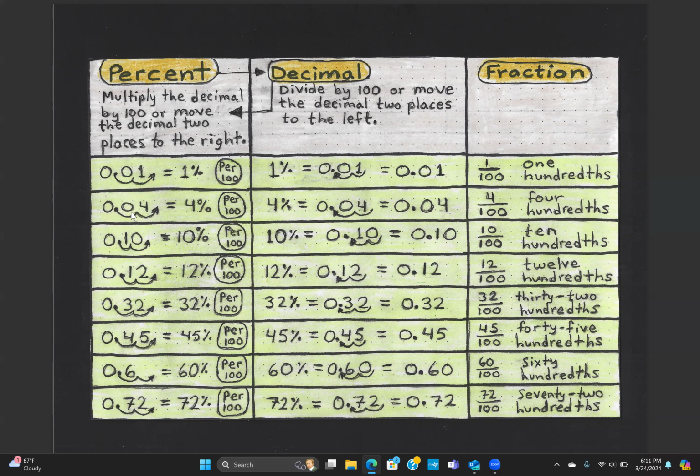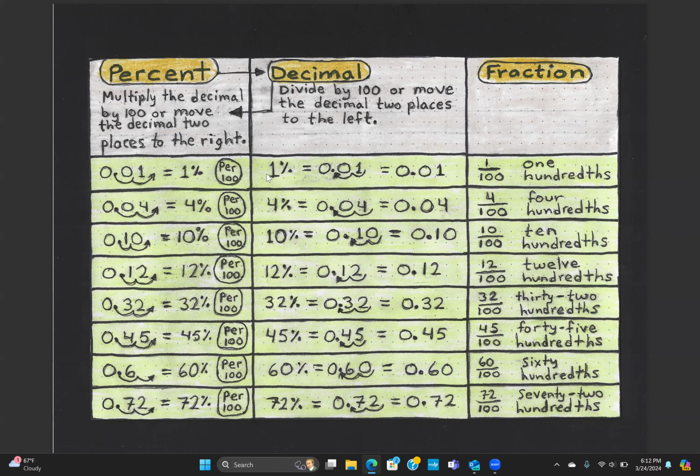and we move it 2 places to the right and we have 4%. And notice how the pattern continues here because we always move the decimal 2 places to the right in order to get our percent that you see right here to the side. And with that in mind, the next question is, well, how do we turn the percent back into a decimal? And we just do the opposite.